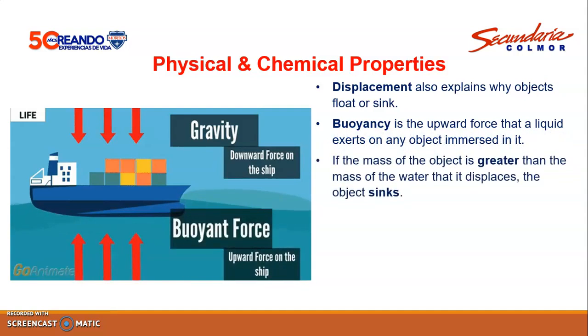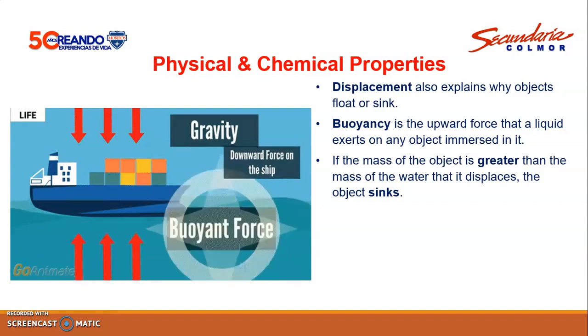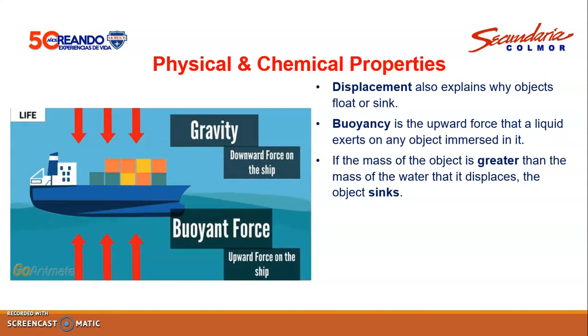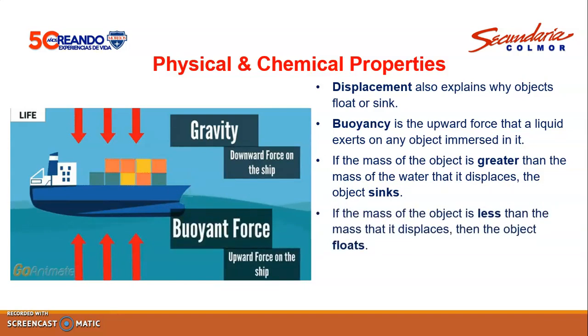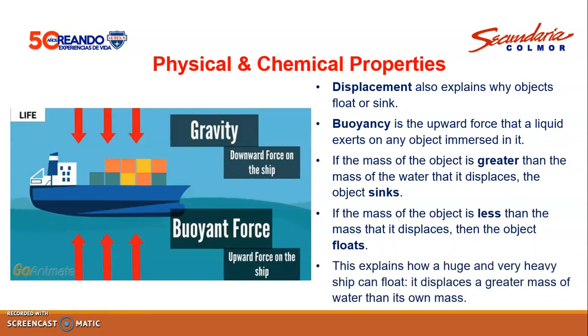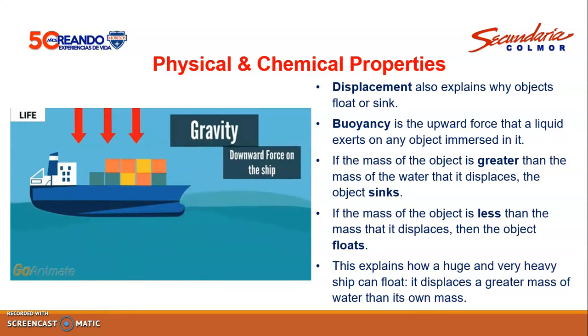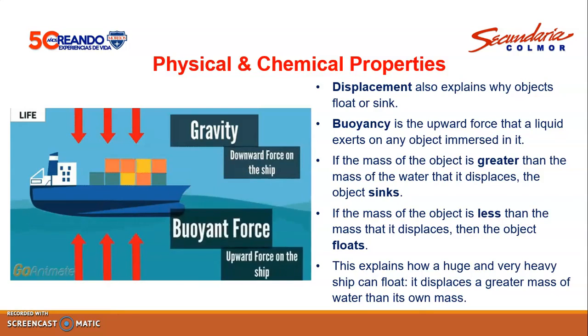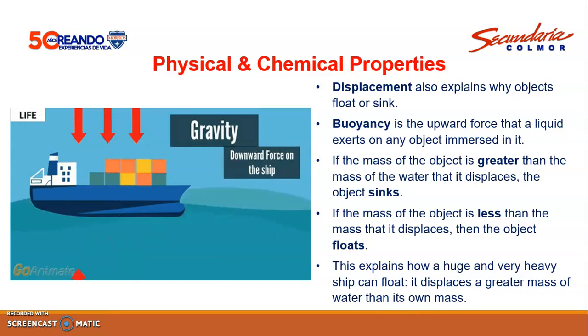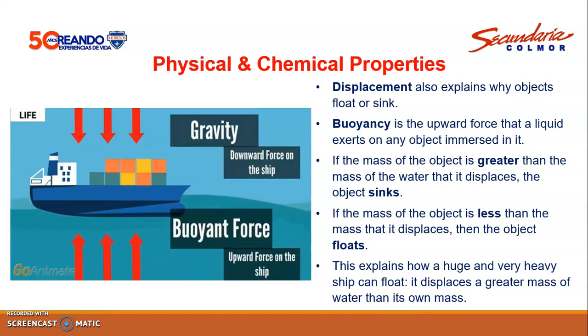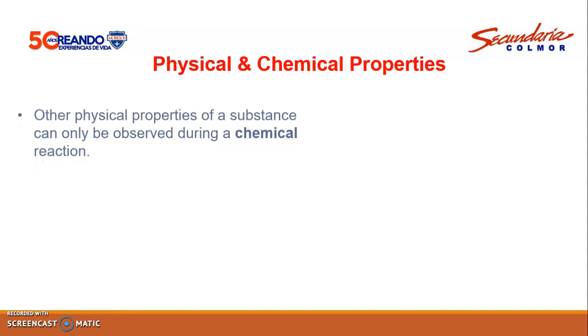If the mass of the object is greater than the mass of the water that it displaces, then the object sinks, it goes down, it cannot float. But on the contrary, if the mass of the object is less than the mass of water it displaces, then we say that the object has the ability to float. Okay, so this is the reason why a very heavy, huge boat can float, because it displaces a greater mass of water than its own mass.